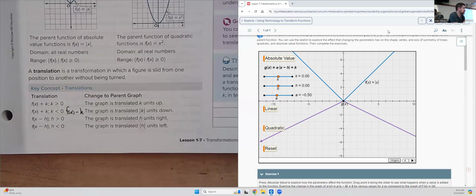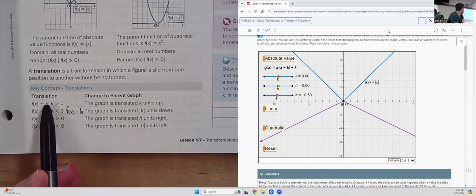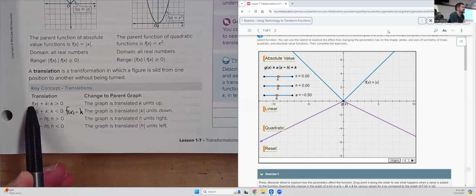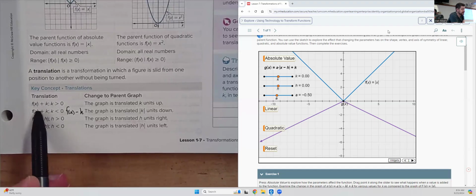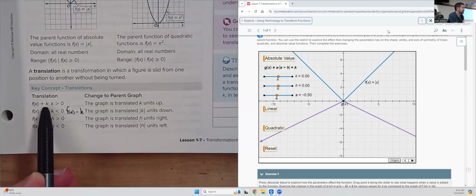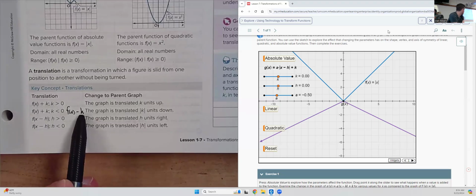It's in the parentheses. Yeah, it's part of the group. The k was not within the group. So, by the way, f of x is the same thing as what? F of x is the same thing as y. So whatever the y value is, add a certain amount to it, it makes it go up. Whatever the y value is, subtract a certain amount from it, it moves it down.